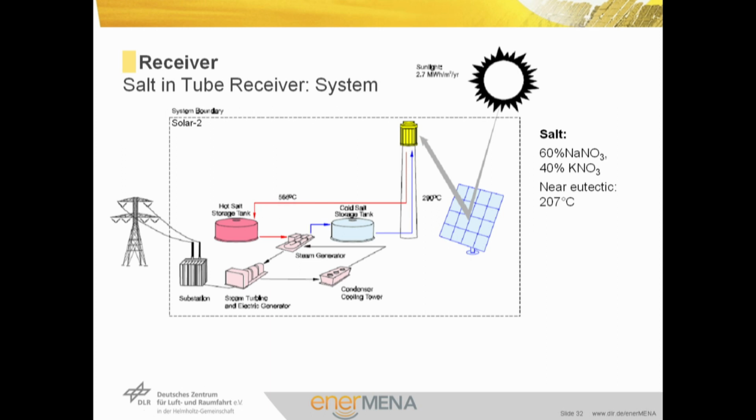The salt usually is a neoeutectic mixture of 60% sodium nitrate and 40% potassium nitrate. The advantage is that the receiver working medium and storage medium is the same and no heat exchanger is necessary between working and storage medium. Electricity production can take place using the heat of the thermal storage also at night.